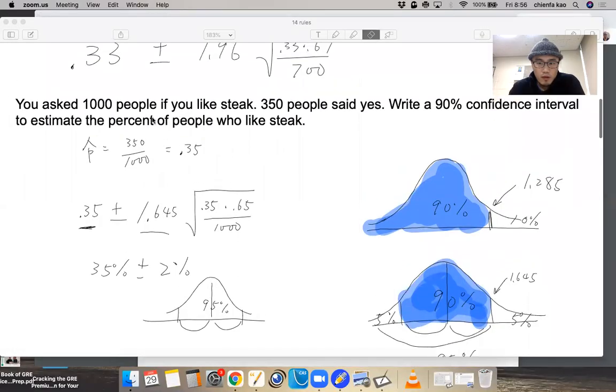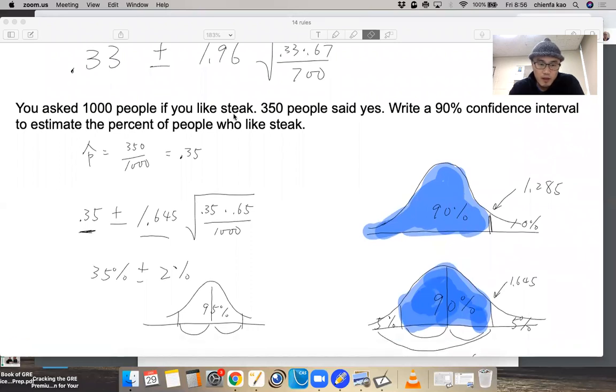Okay, take a look at this problem. You ask 1,000 people if they like steak. Okay, and 350 people said yes. I want you to write an interval that you can be 90% sure will include the population proportion that likes steak.